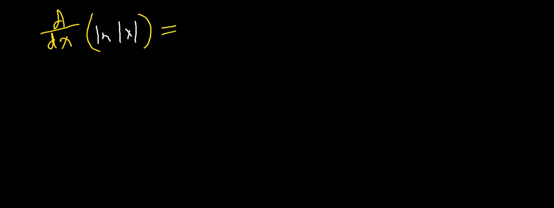So in this video, I want to take a little bit of a detour and talk about something we talked about in the last video, a little property, and that was that the derivative with respect to x of the natural log of x was quite simply equal to 1 over x.